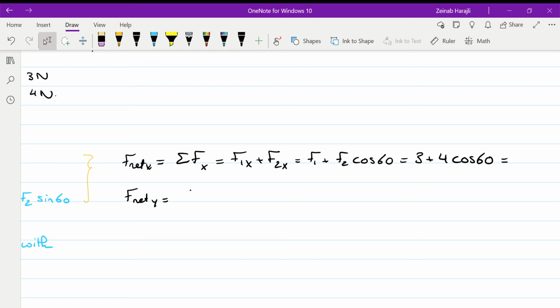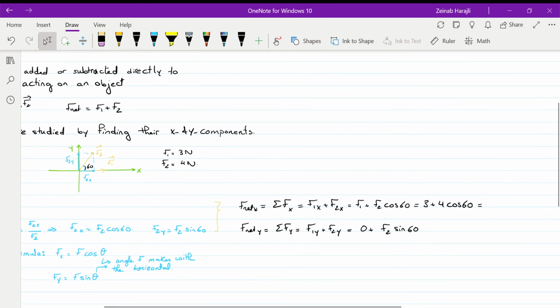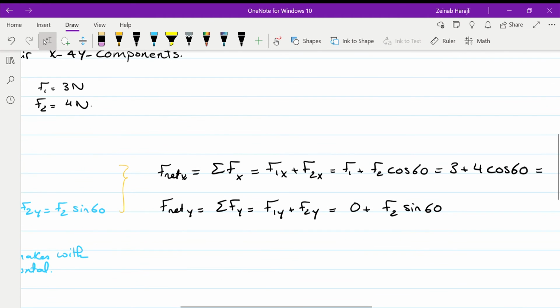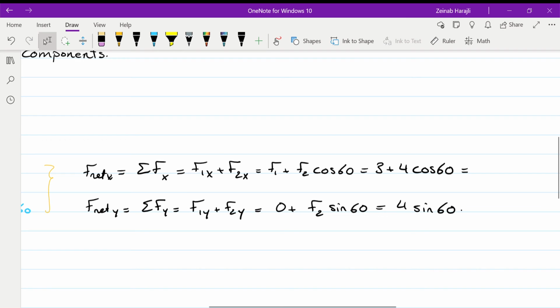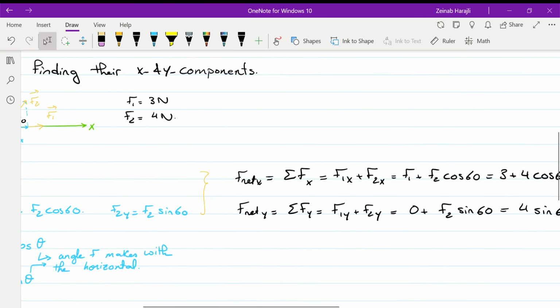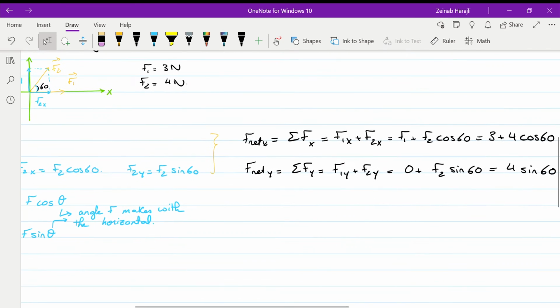F net y will be the sum of forces along the y direction. So this is 0 plus F2 sine 60. And again, we just substitute. So this is 4 times sine 60. And we can calculate the values here. This is going to be 5 newtons. And this is going to be 2 radical 3 newtons. We can find a decimal value for this answer. Now we found the x and y components for the net force.